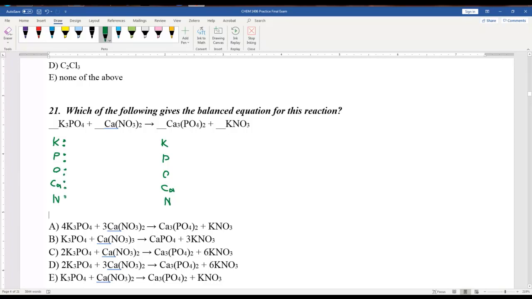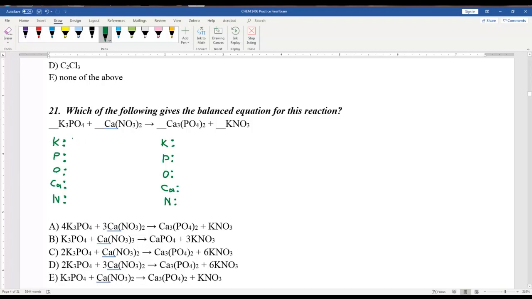Once I've listed out my elements, I'm going to count how many of each I have on each side of the equation. Because the goal in balancing the equation is to uphold the law of conservation of mass, which means that mass is neither created nor destroyed in a chemical reaction. Therefore, the number of atoms of each kind that I have when I start has to be equal to the number of atoms of each kind I have when I'm finished.